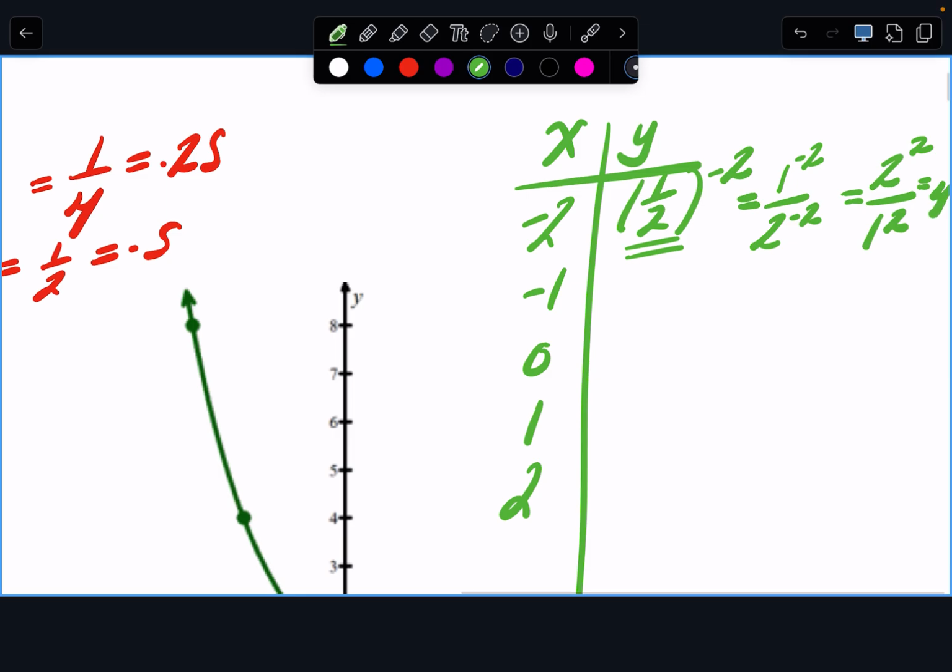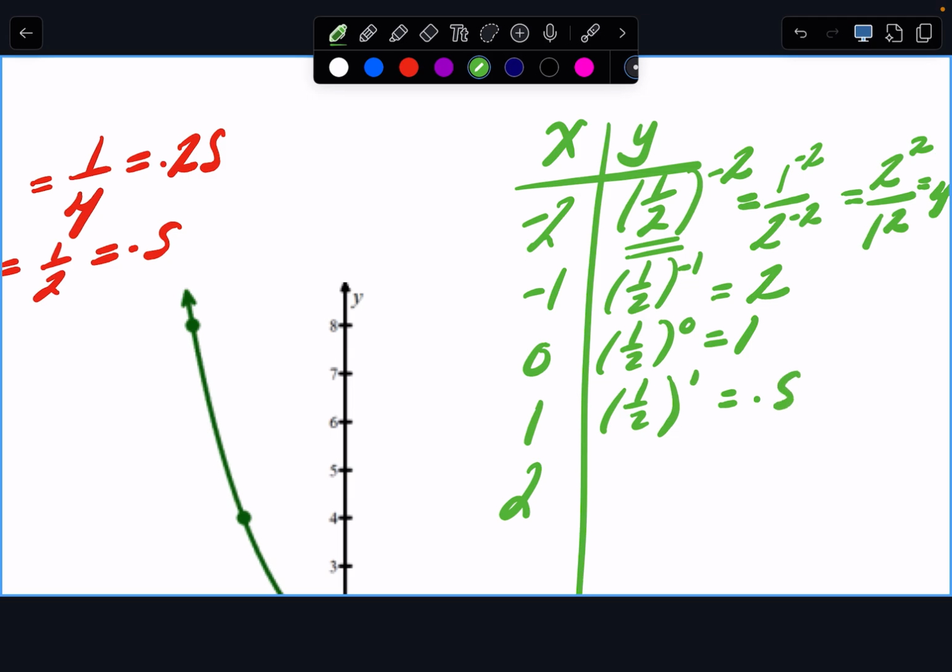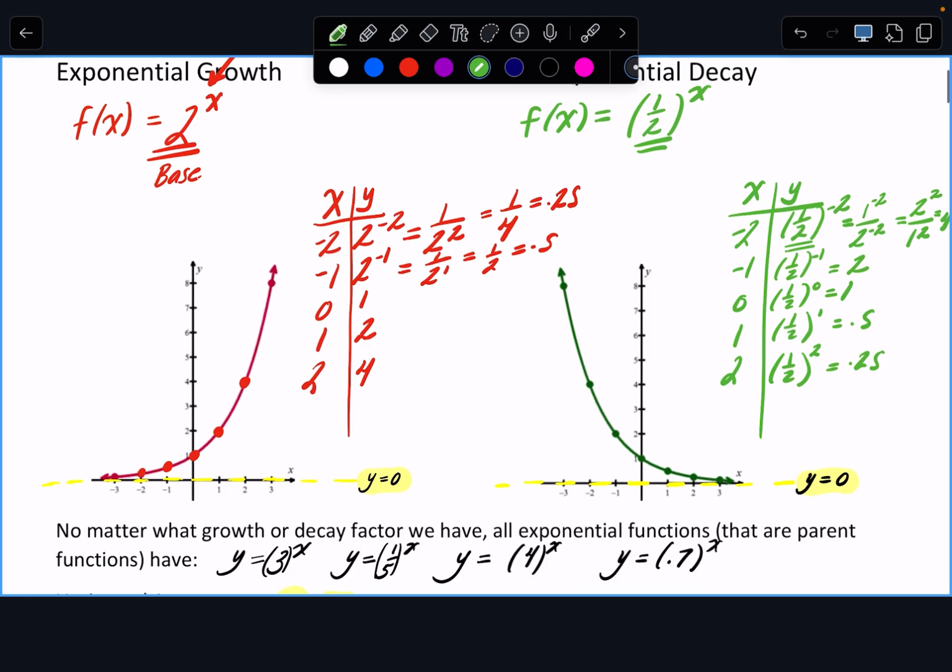So do you guys see why I'm getting 4? Yeah. Okay. So then when we plug in 1/2 to the -1, you could just do it in your calculator. As long as you use parentheses, it'll give you 2. 1/2 to the 0 is 1. 1/2 to the 1 is 0.5. Since we're graphing, we can use decimals. 1/2 to the second is 0.25. So we're at -2 up 4, -1 up 2, over 0 up 1, over 1 up 1/2, over 2 up 1/4. And you can see that's what created this green graph, exponential decay.